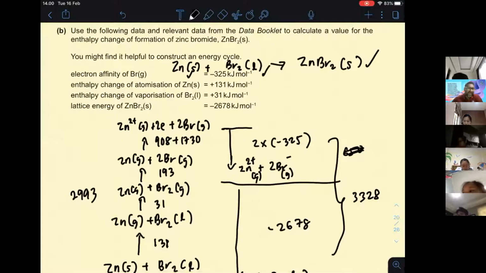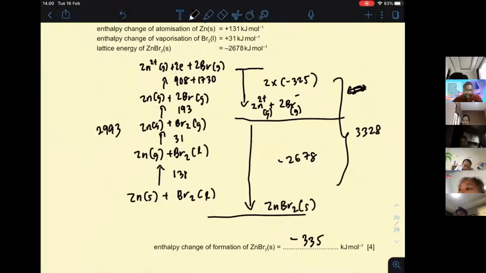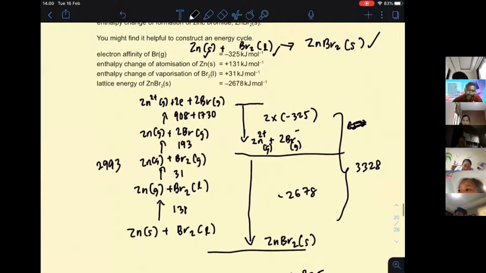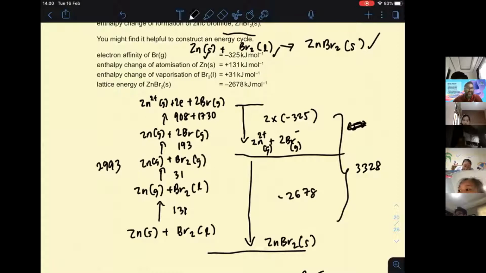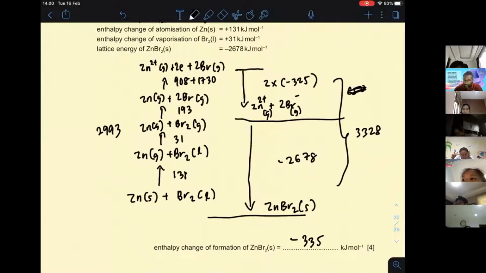Then I need to think, do I have formation data or other data that I can use? In this case, I don't have formation data. So I need to use the longer method, which is the Born-Haber cycle method. They didn't tell you to construct it, but here you see you need to construct an energy cycle, so it is some sort of a hint for you already. Even though it's 4 marks, you need to show them your working.